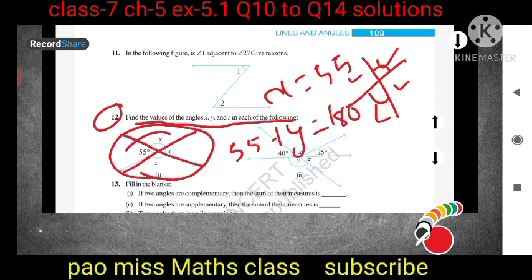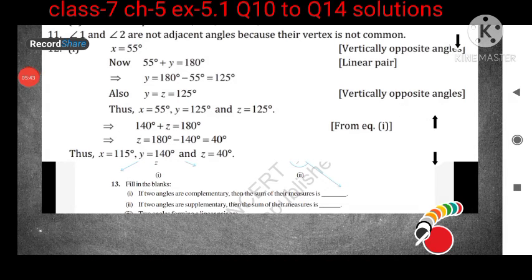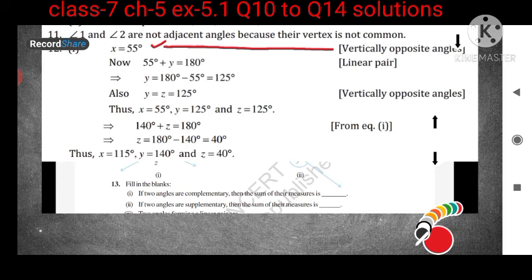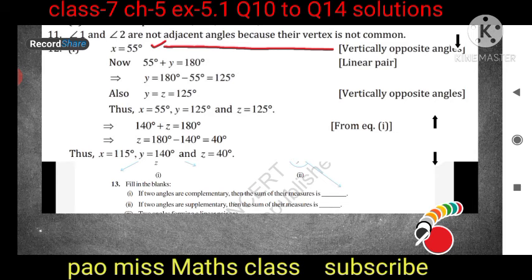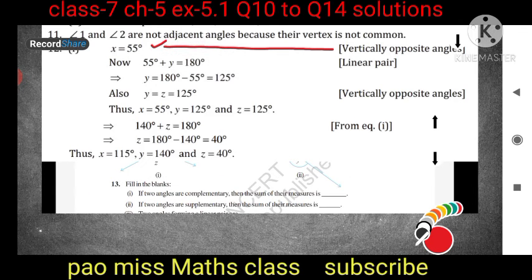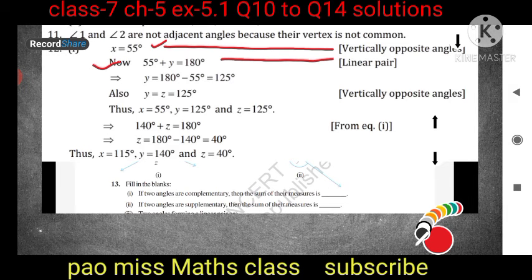So I will show you the solution for this question. So here x equal to 55, isn't it? Why x is equal to 55? Because they are vertically opposite angle. X equal to 55. Why? Because they are vertically opposite angle. Then again, now 55 plus y is equal to 180 degree. Why? Linear pair, isn't it?